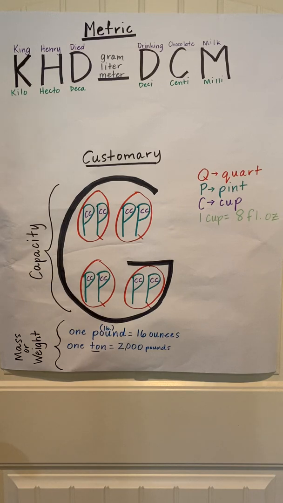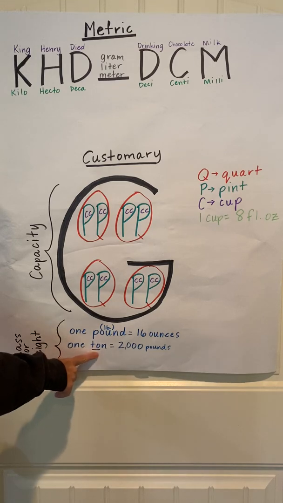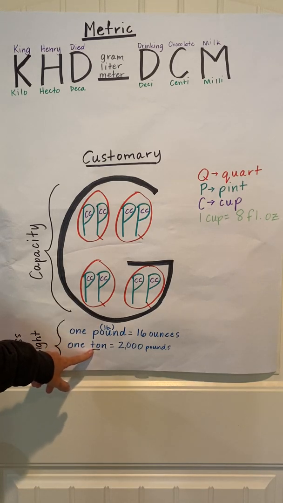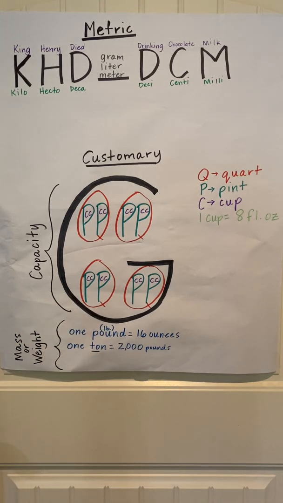One other trick that can help you remember different conversions: 1 ton is 2,000 pounds. It's the incorrect form of 2, but if you see that TO within the word ton, that can be a reminder that 1 ton is 2,000 pounds.